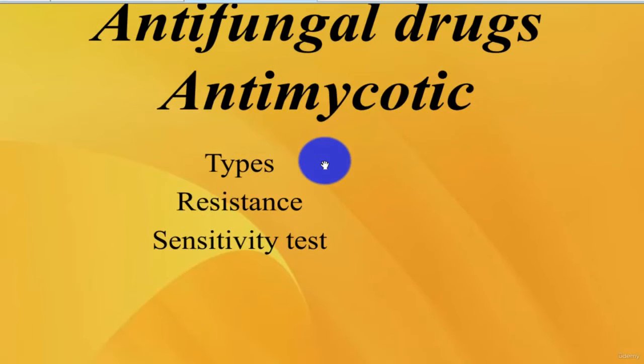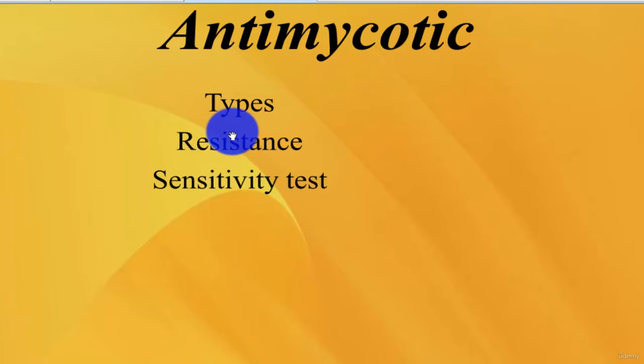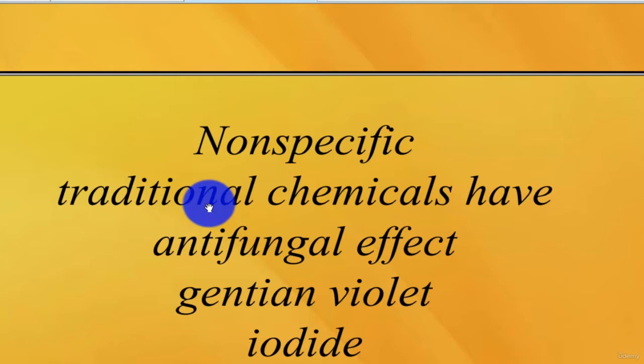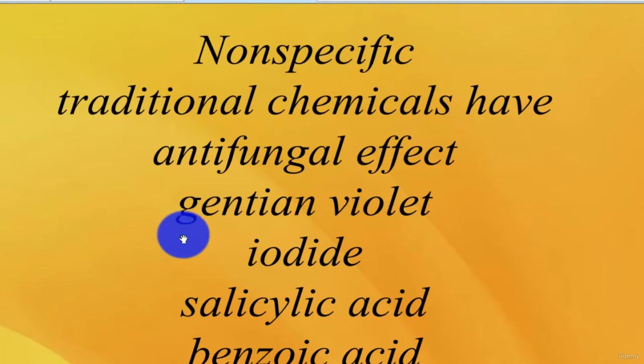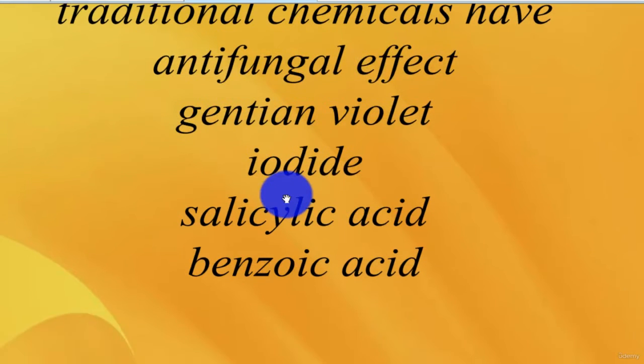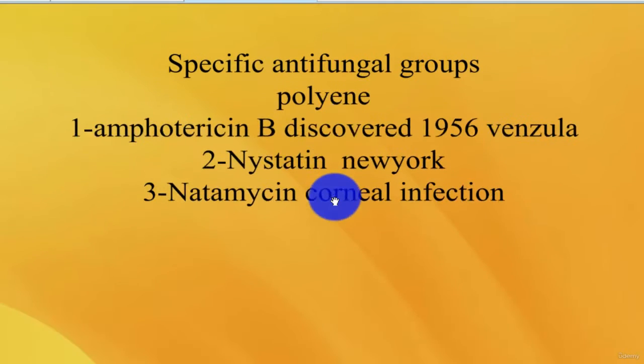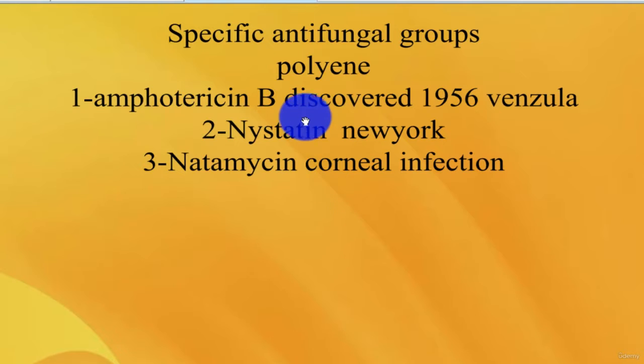Antifungal drugs, antimycotic. We speak about the types, resistance, and sensitivity tests. The types of antifungal or antimycotic: there are non-specific chemicals. Traditional chemicals have antifungal effect: gentian violet, iodide, salicylic acid, benzoic acid. Specific antifungal groups are drugs specific for yeast and fungi.